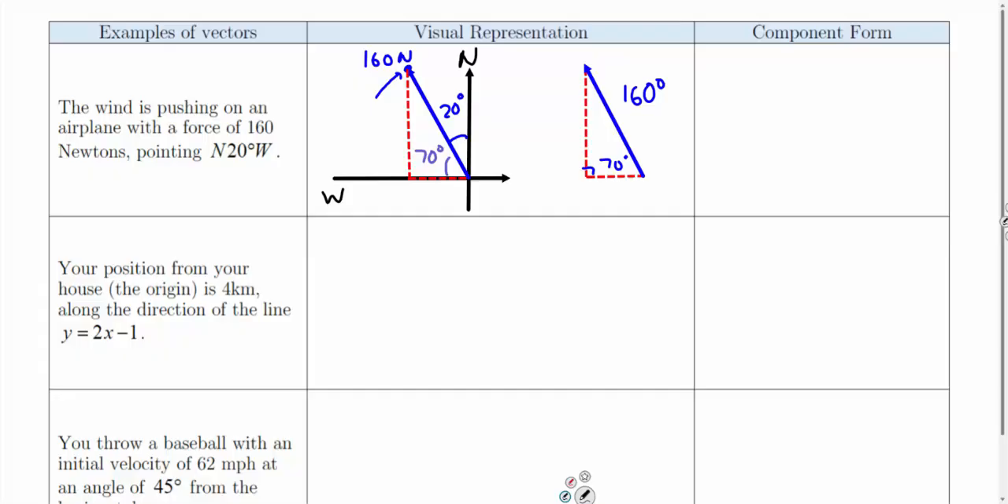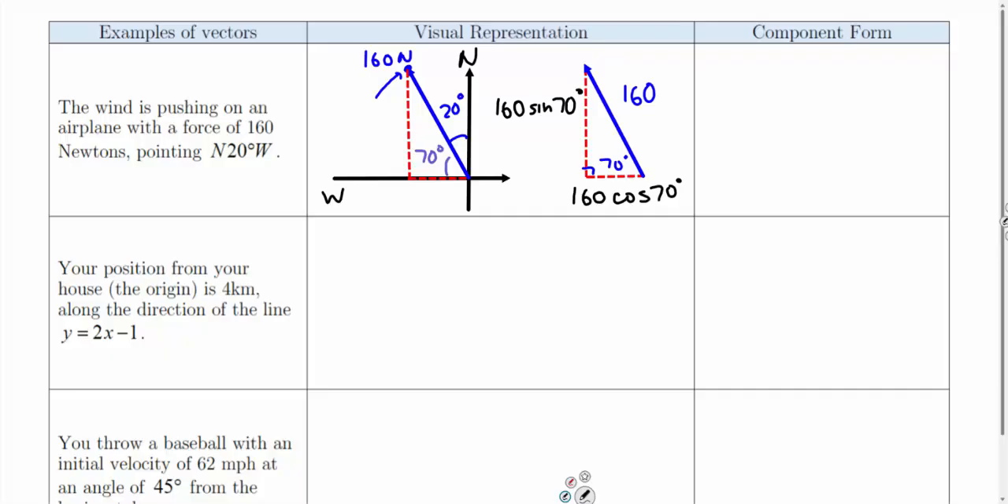You do 160 sine 70. Yep. Sine? Cosine. Yeah, it's adjacent, right? Okay. And then how about the height? Daniel? 160 times sine 70. Okay.